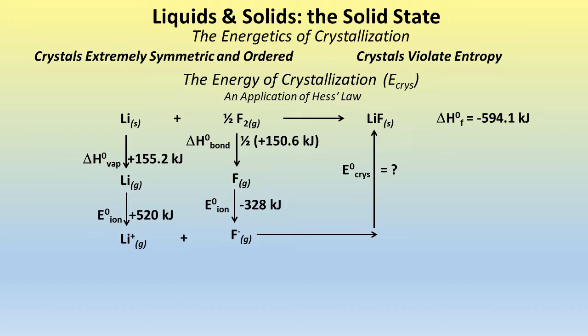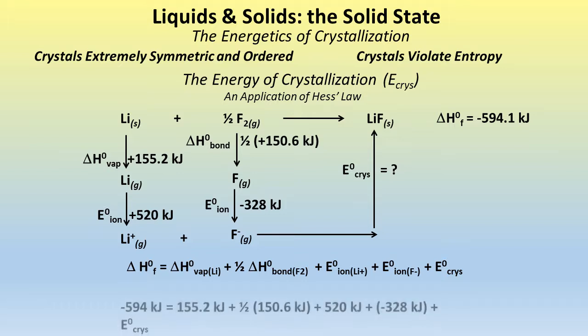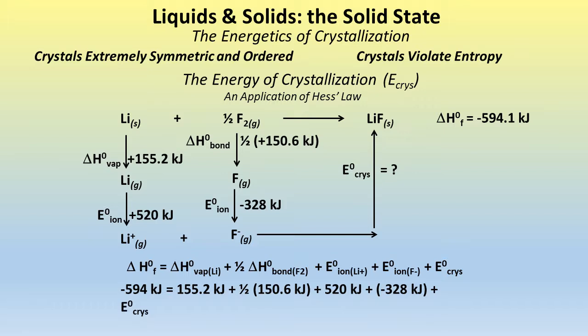Taking Hess's law, as stated, the heat of formation has to equal the heat of vaporization of lithium plus half the bonding energy of fluorine plus the ionization energy of lithium plus the ionization of fluorine plus this unknown crystallization energy. So minus 594 kilojoules has to equal 155.2 plus half of 150.6 plus 520 minus 328 kilojoules plus the unknown X. You find in this case, lithium fluoride has a crystallization energy of minus 1017 kilojoules.